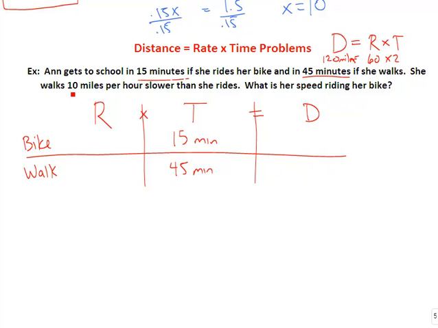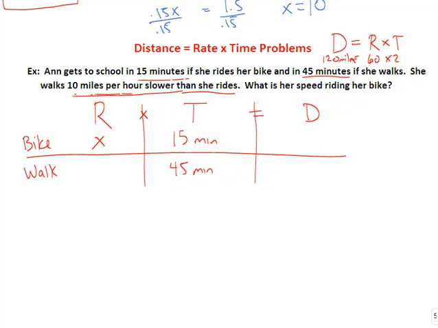She walks 10 miles per hour slower than she rides. Now miles per hour is a rate. It's a unit of rate or speed. So that's information that's going to go in our rate column. If she walks 10 miles per hour slower than she rides, we can assign variables a couple different ways here. Pick one of these to be your x. It really doesn't matter which way you do it, you just want to be consistent. So let's say that I let x be her biking speed.